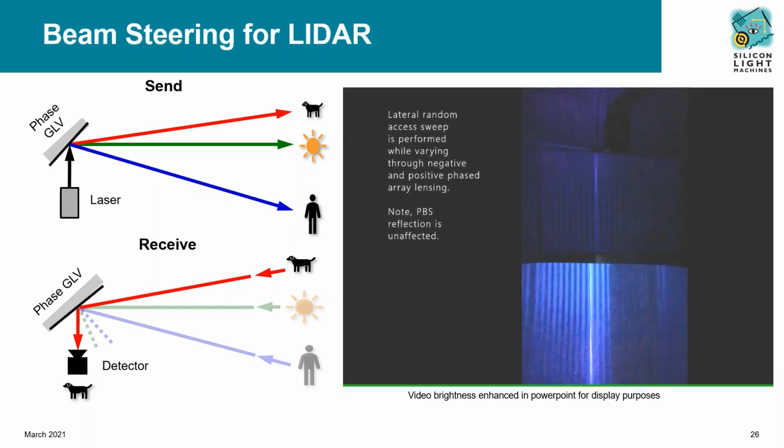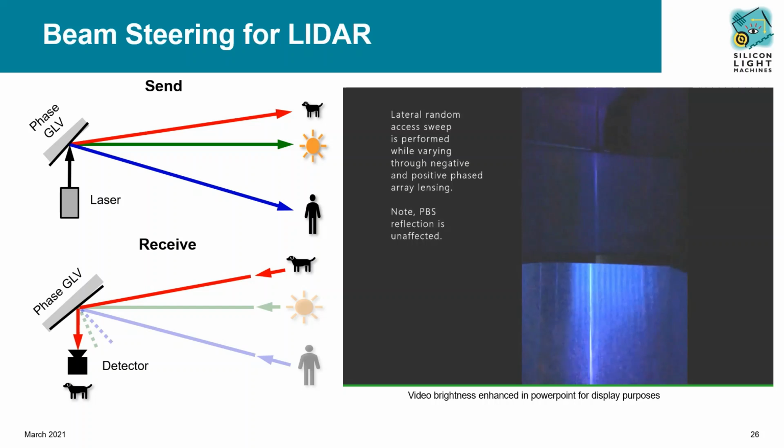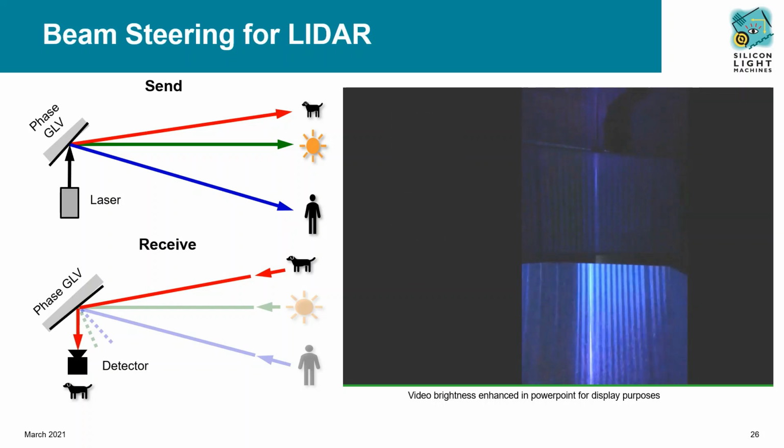The application of beam scanning for LiDAR is especially exciting, as the phased GLV allows for very narrow ribbons for high diffraction angles. The reflective nature of the devices also means that it may be used for both send and receive. Collected light can be directed by the GLV to the detector, with unwanted light directed away.